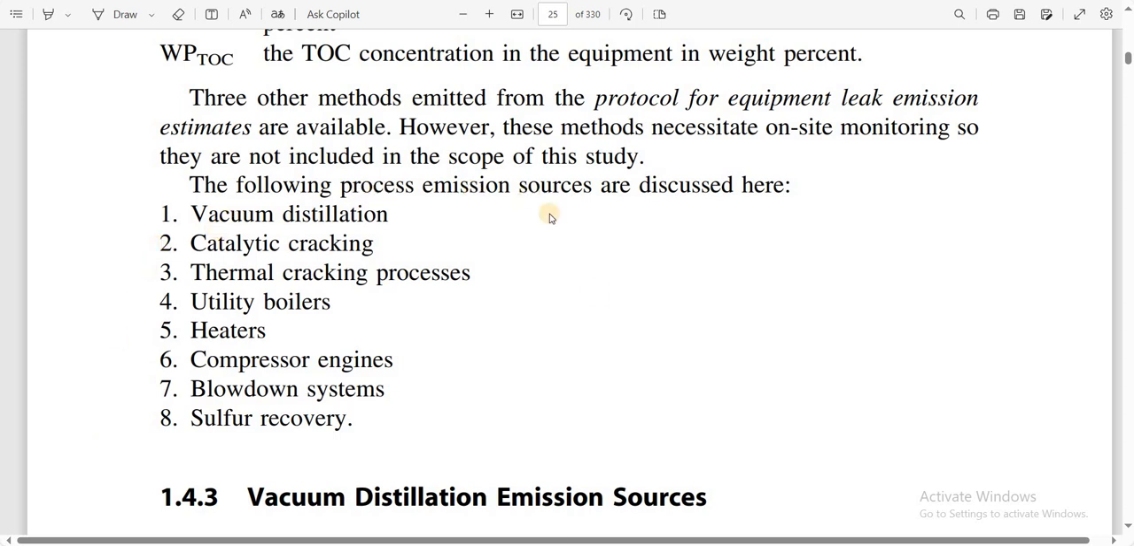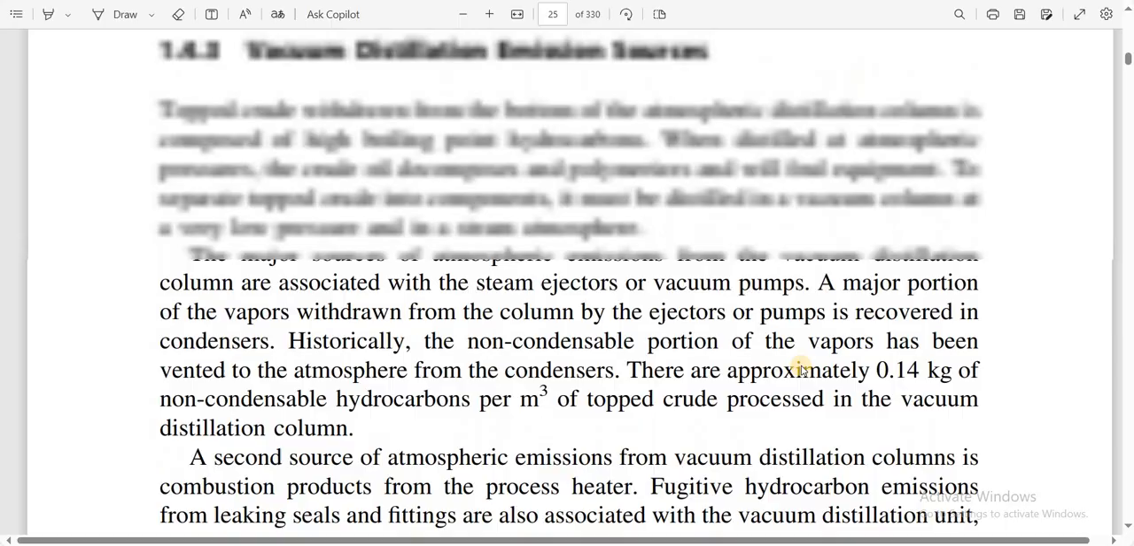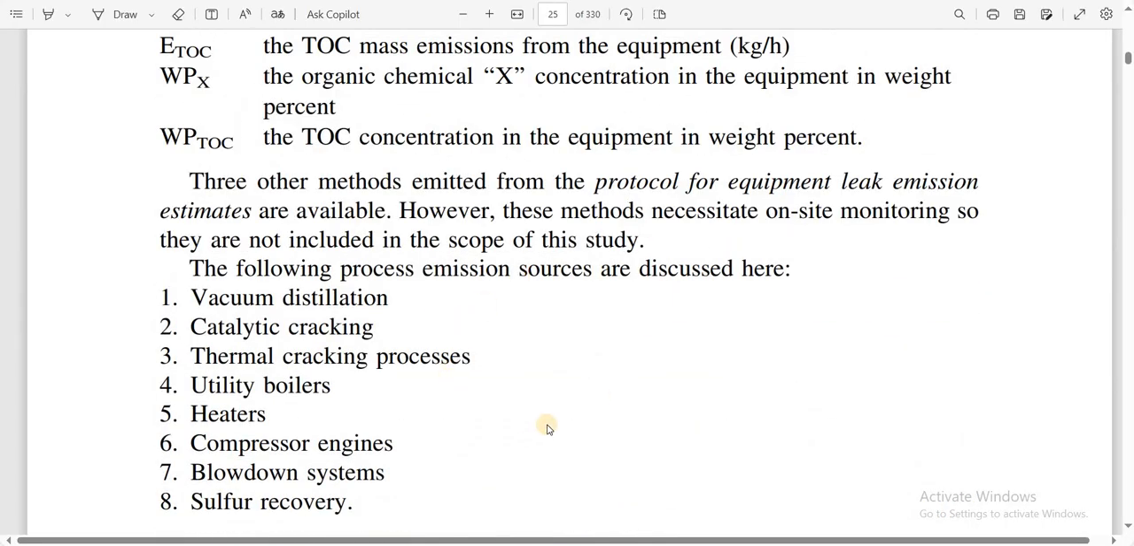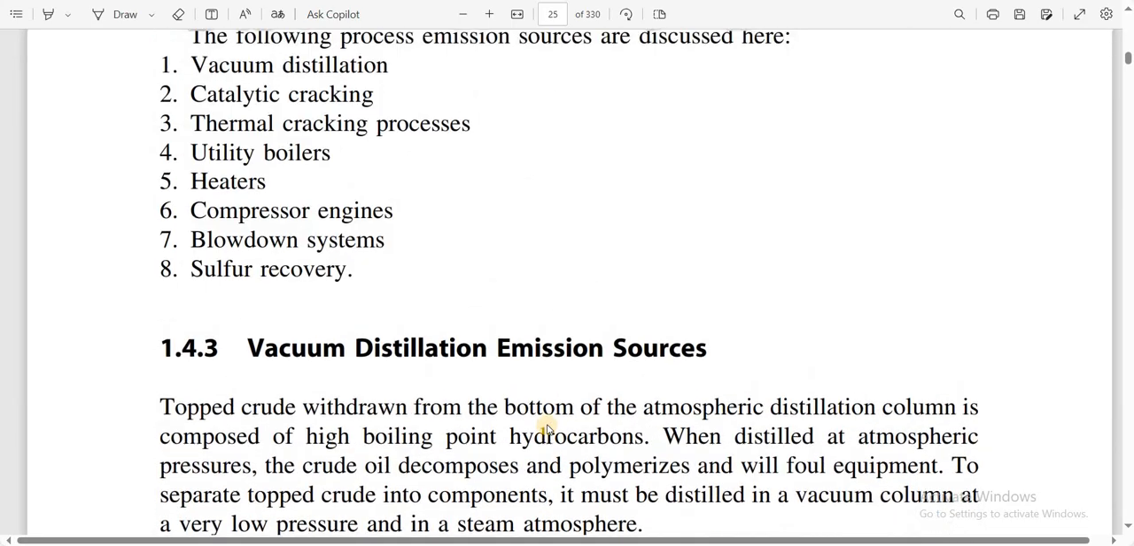So the process emission sources discussed are as follows. There is only theoretical explanation for all of it. That is vacuum distillation, catalytic cracking, thermal cracking process, utility boilers, heaters, compressor engines, blowdown system, sulfur recovery, etc. We'll learn these one by one in the other videos.